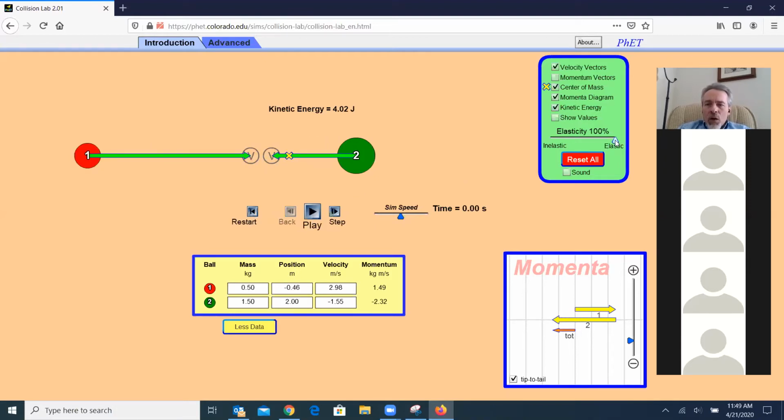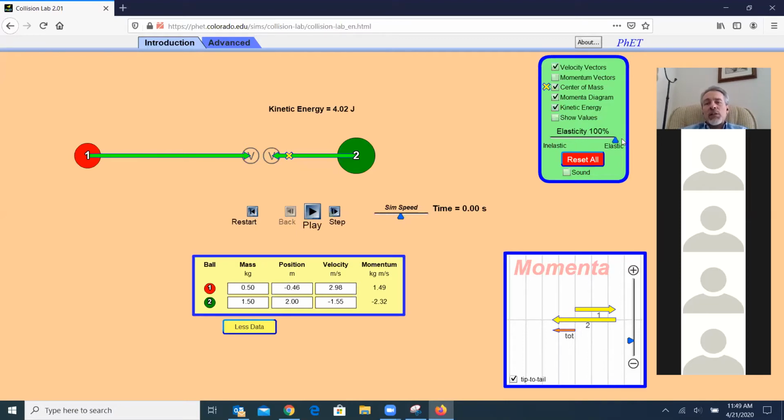If you slide it all the way in the opposite direction, this is what's called a perfectly inelastic collision. It doesn't say that there, but it's perfectly inelastic. And then in between, anywhere in between, doesn't matter where, is just simply called inelastic. So let me go over that again.